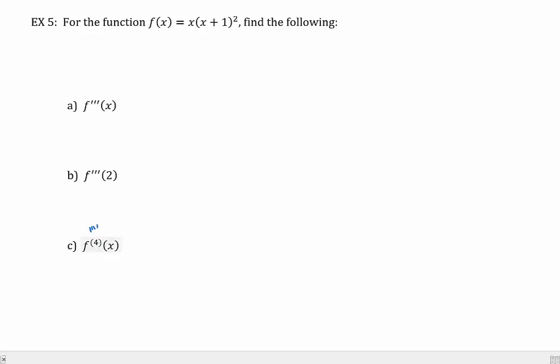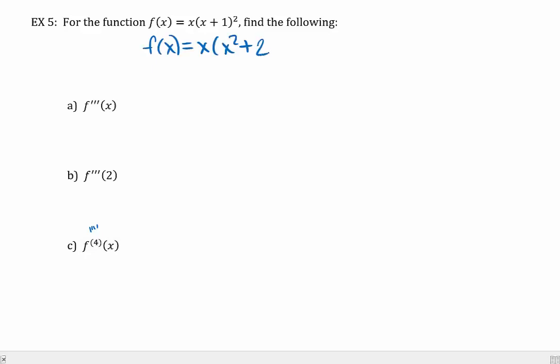So for the function, let's find the following. If we want to find the third derivative, we are going to have to take the derivative, and then the derivative of the derivative, and then the derivative of that second derivative. We're going to have to take the derivative 3 times. Now, this is a product, and I'd rather not use the product rule here. I think it's going to get a little ugly. And so I'm actually going to multiply all of this out to make the work a little bit easier.